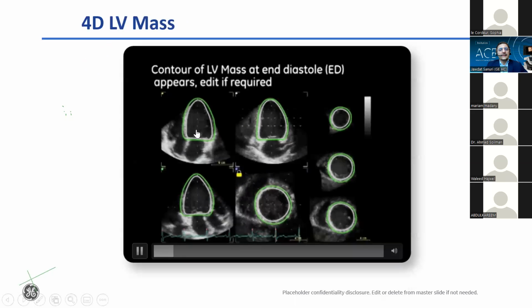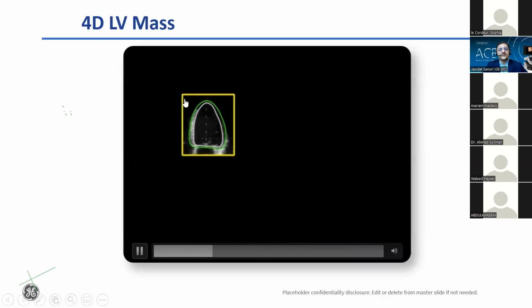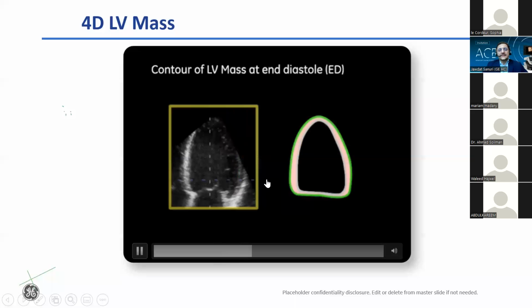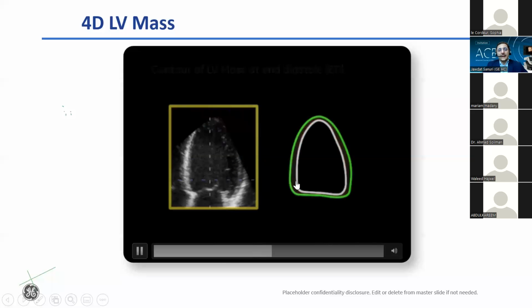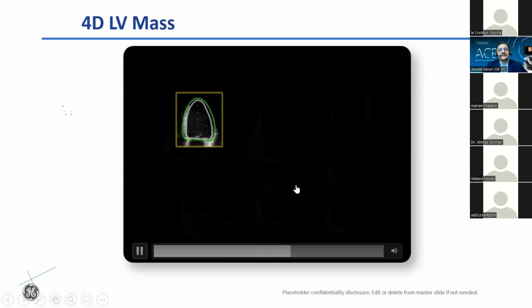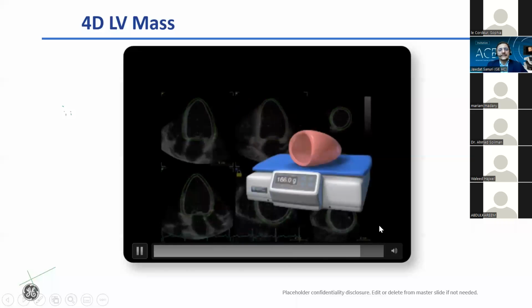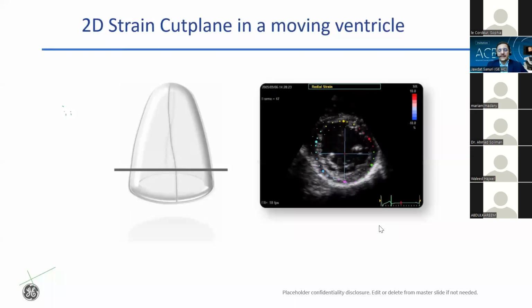And the same way the algorithm can track the endocardium, it can also track the epicardium, subtracting, of course, the volumes, gives us the actual volume of the myocardium. Multiplying it by density gives us the actual LV mass, and that's calculated simply and easily also on the machine algorithm.